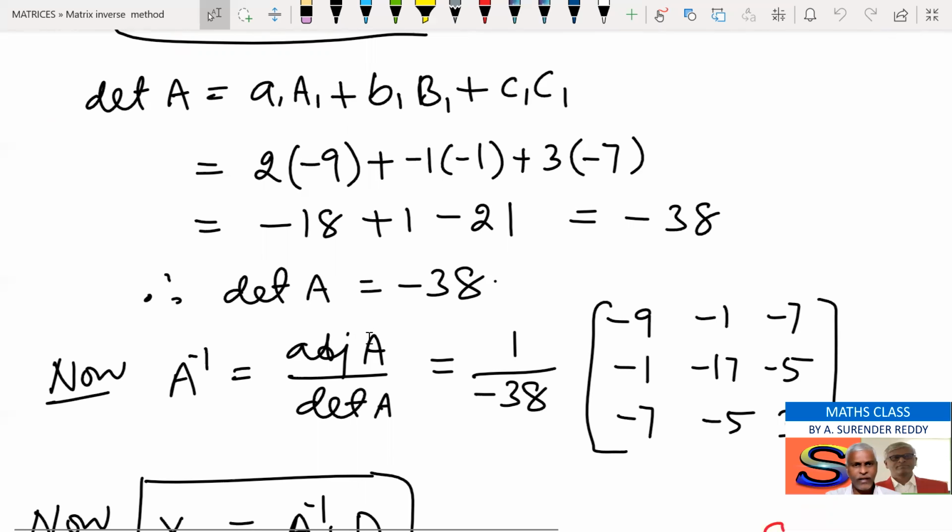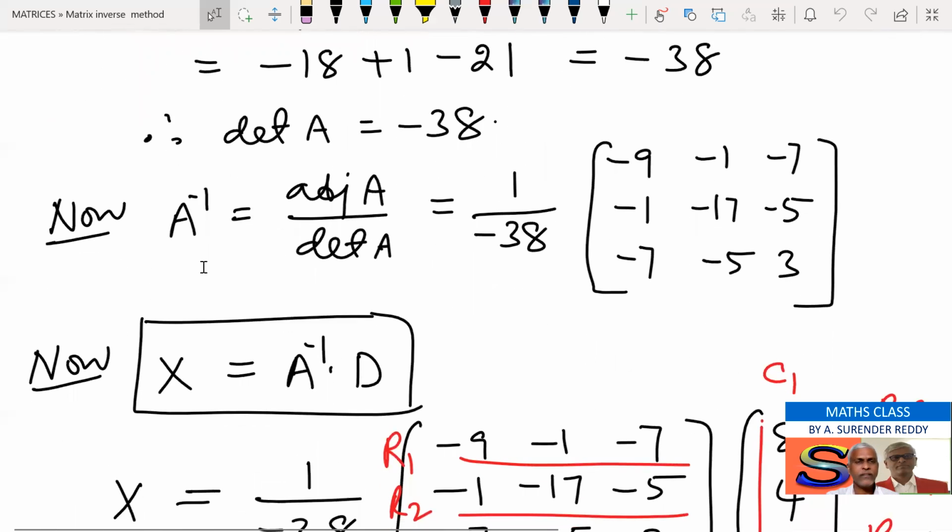Okay, after finding the determinant, now write its inverse. That is, A inverse is equal to adjoint by det. The determinant is nothing but a number, minus 38. So it can be written as 1 by minus 38. So this is 1 by minus 38 into this. This is the inverse matrix of A.